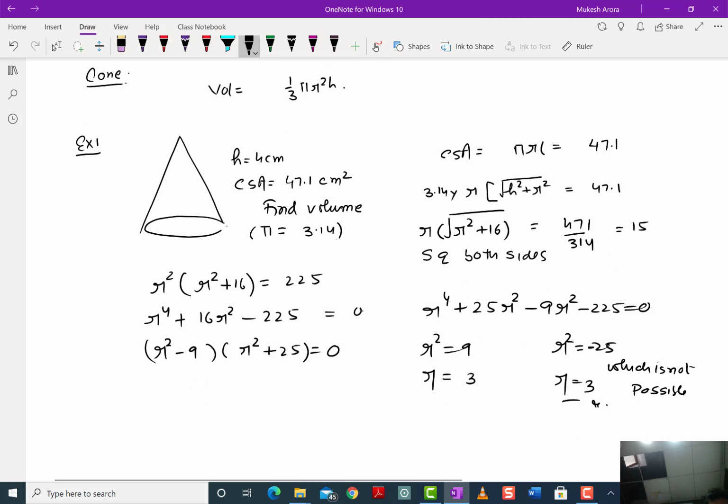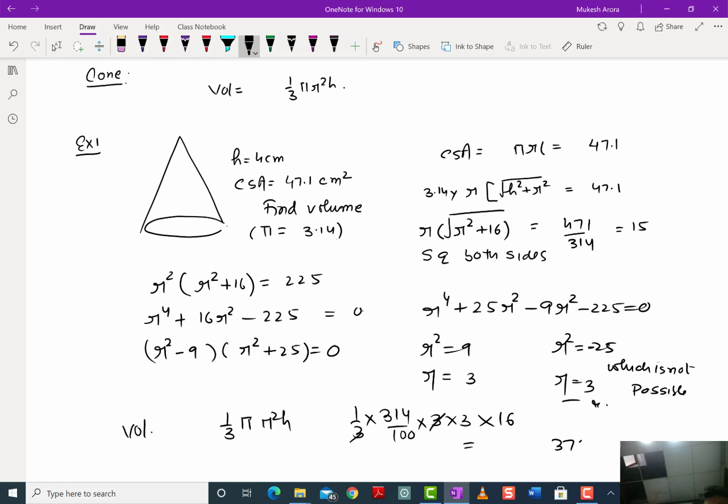Now we have to find volume. Volume is 1 upon 3 pi r square h. 1 upon 3, 3.14 by 100, r is 3 into 3 and h is 16. So this is cancelled. So we'll multiply this, 3768 divided by 100 centimeter square.